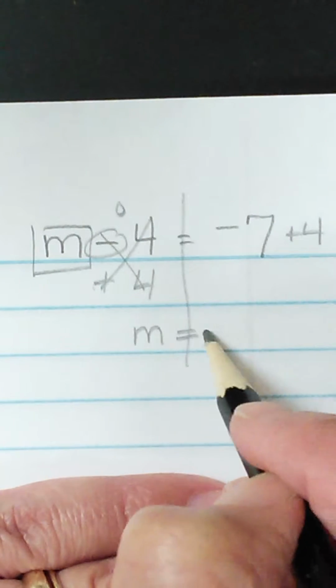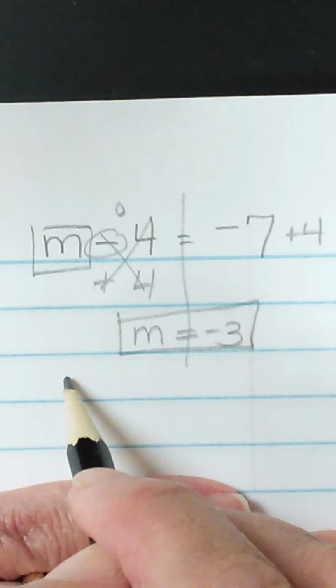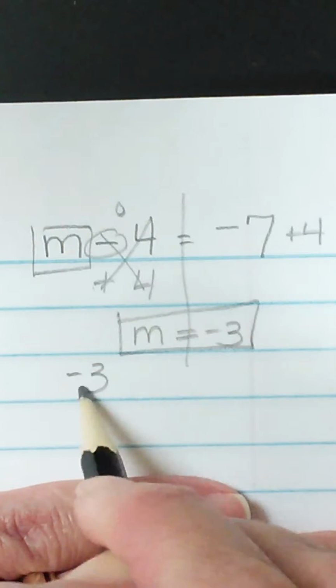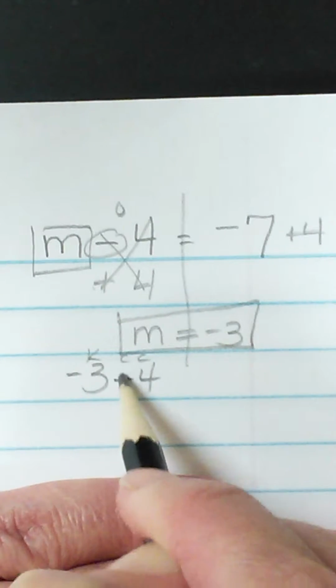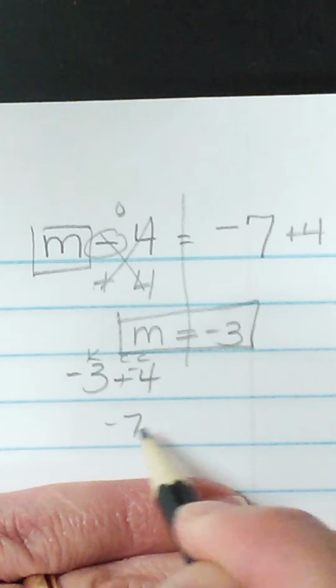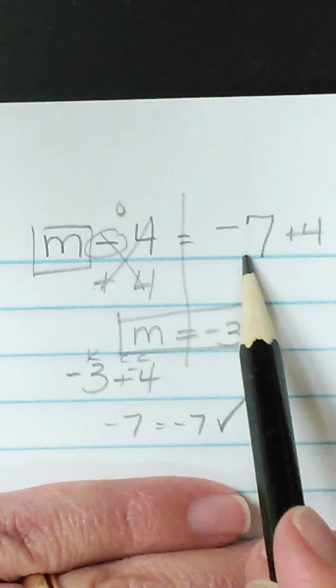-7 plus 4 is -3. That's my correct answer. I'm going to come down here and I'm going to put that in. -3 minus 4. I'm putting it into the problem so I can check it. I'll get -7 equals -7, so I know I'm right. See, because that was what the answer needed to be at the end.